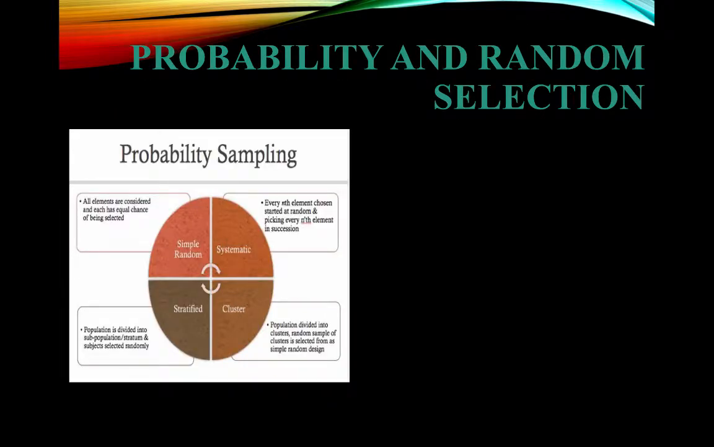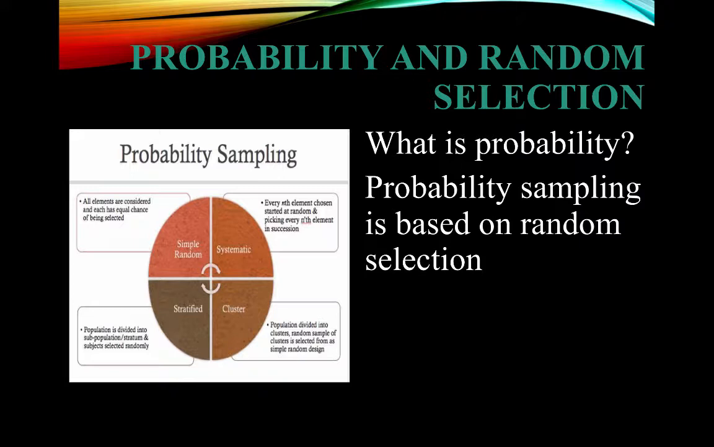Okay, so when it comes to probability and random selection, what is probability? Probability is just the odds or chances that something will occur. When we talk about probability in research methods, we aren't talking about your odds in Vegas as much as we're looking at the sampling process of respondents for your research. Probability sampling is based on random selection. This just means that each case has a known chance of being selected. For example, every fourth person in the course would be selected, or the classic put everyone's name in a hat and pull them out, where every person has the same chance of being selected.